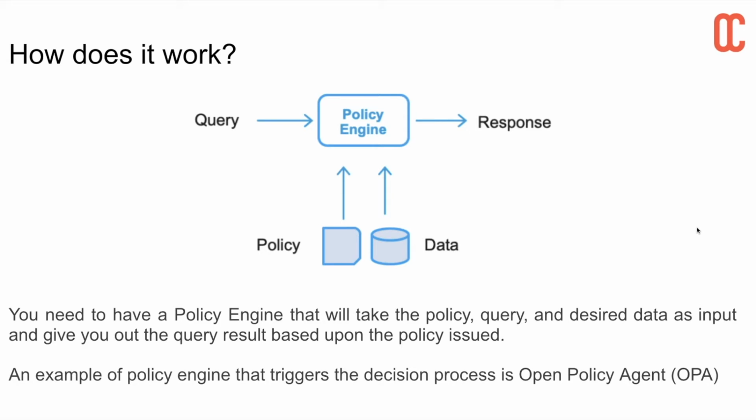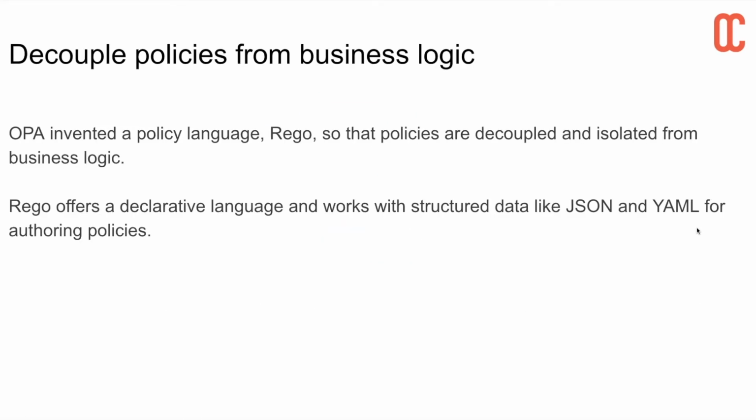Open Policy Agent invented a policy language called Rego so that the policy definitions are decoupled from the business logic of the application. It works with structured data like JSON and YAML for the authoring of the policies.